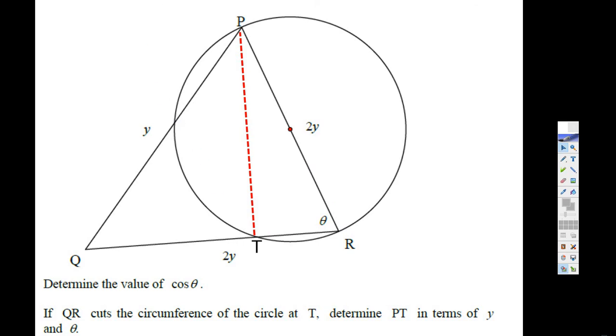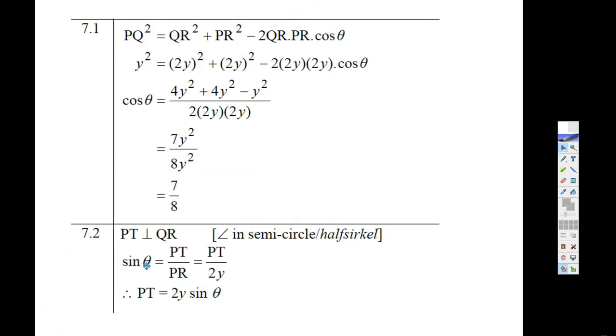Well, in fact, that's your answer. The sine of theta is PT over 2y. You multiply it by 2y, so PT equals 2y times sine theta, and you write angle in a semicircle. And there you go for that 2D trig question.